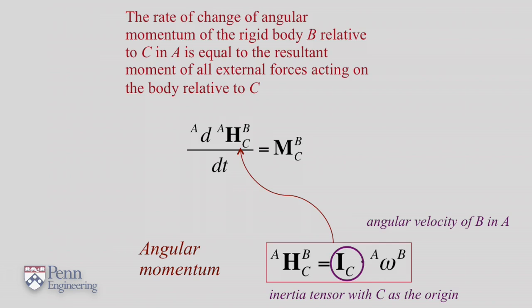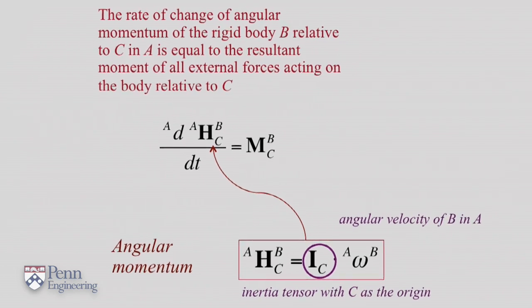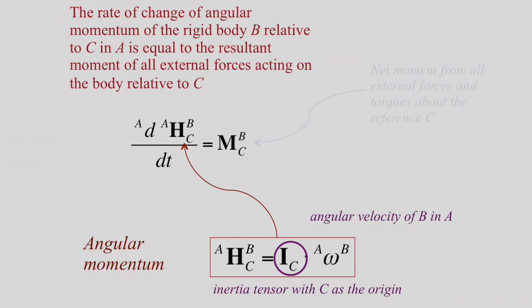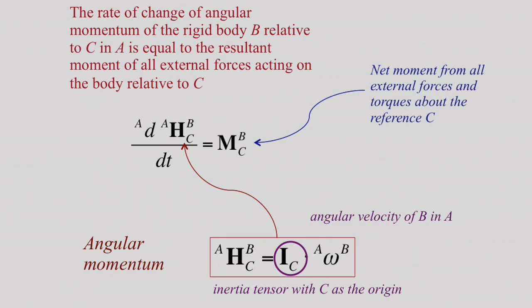The angular velocity is also obtained in the inertial frame. The leading superscript a captures this. And the trailing superscript b tells you that this is the angular velocity of the rigid body b that you're measuring. Finally, m is the net moment. Take all the external forces, compute their moments, and add these moments to all external couples or torques. Once again, the trailing subscript c tells you that you're computing moments with c as an origin.